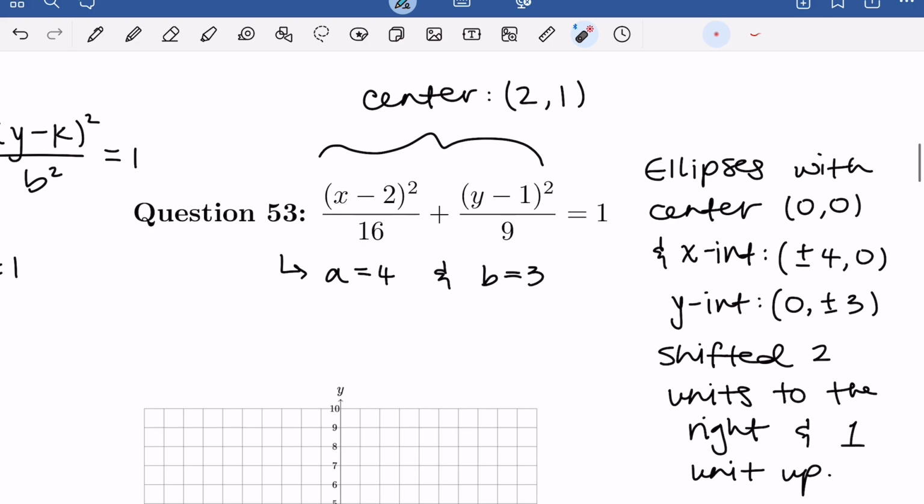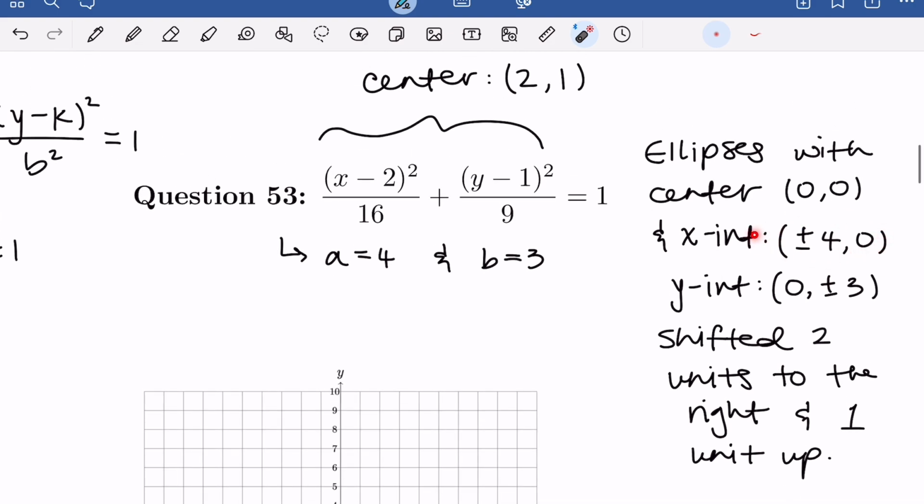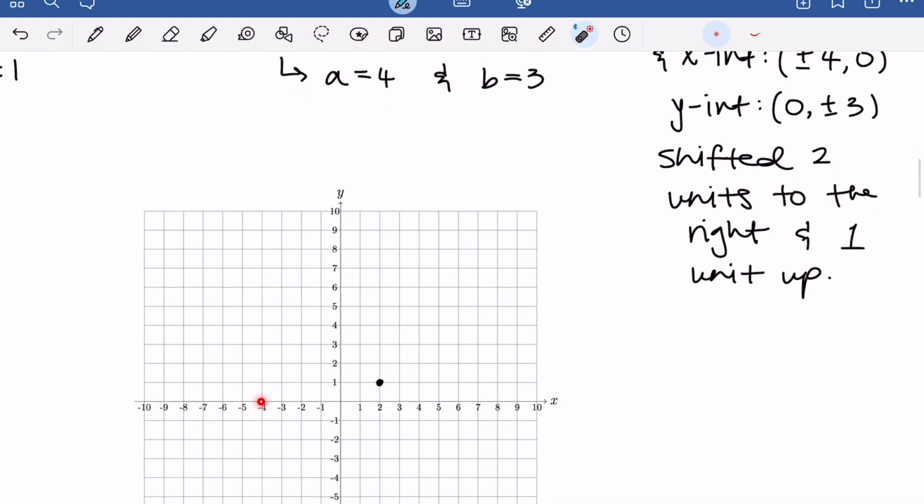So let's just do the same thing for our x and y intercepts. Our original x-intercept, one of them would be negative 4, 0 if we were centered at the origin. So that would be right around here. But we know this is an ellipse shifted 2 units to the right and 1 unit up. So 1, 2, and then up 1. So this would be our next point. Now doing the same thing with our other x-intercept, that would be positive 4, 0. We're going to shift 2 units to the right and up 1.